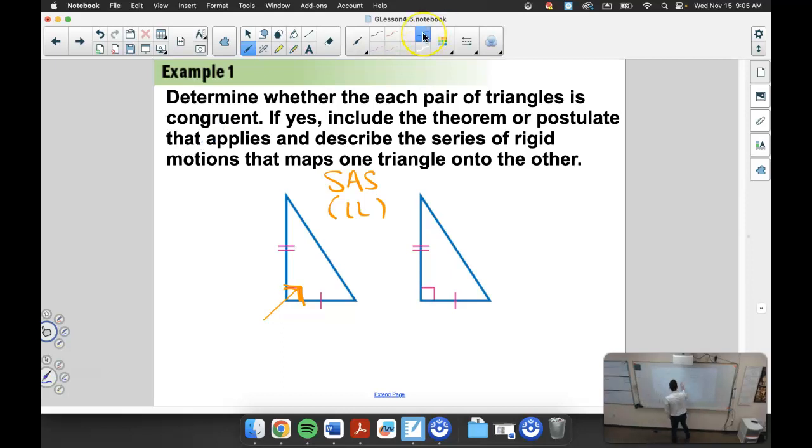Now, it does say, describe the series of rigid motions that maps this to this. We're saying, how do I get from this shape to this shape? This is just a translation. If you wanted to be really fancy, you could pull out a ruler and measure the distance and say it's a translation of this many inches. I don't expect you to do that, but you could.